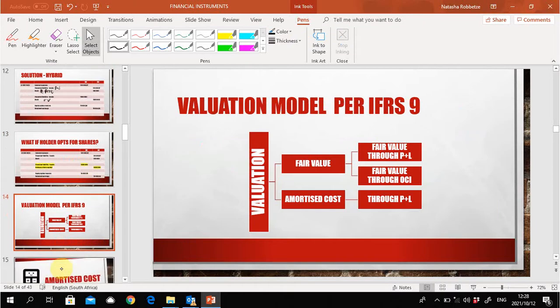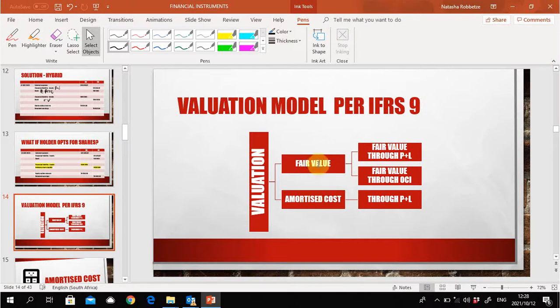If we look at IFRS 9, an important part of it is valuation. How do we value our financial instruments? So valuation means what are they worth in terms of rand or dollar or euro, whatever the currency is, where the transactions of the business happen or the books are set up. So there's two ways to value financial instruments. There's a fair value model and there's an amortized cost model.